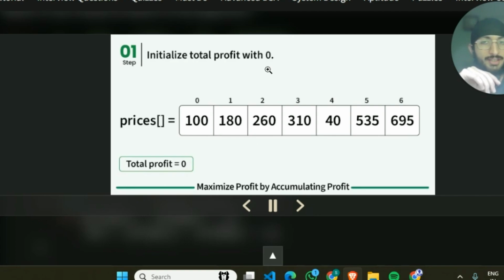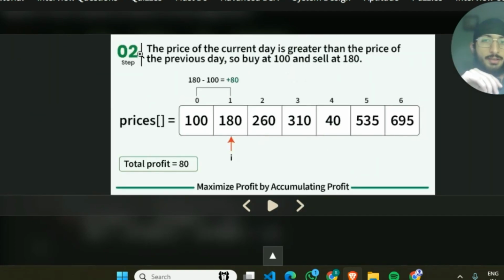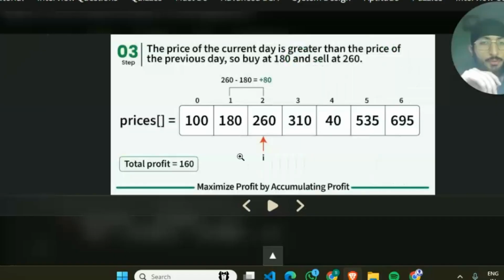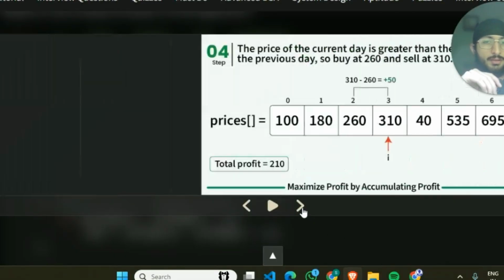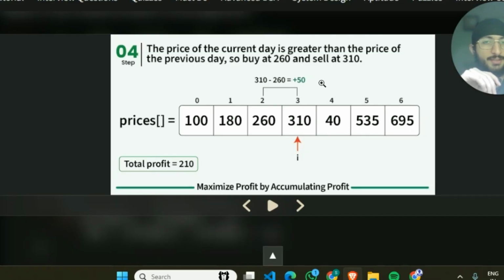We initialize the total profit with 0. Then the price of the current day is greater than the price of the previous day. So buy at 100 and sell at 180. So we get 80 as a profit. Then moving on, 260 minus 180 is 80. We add another 80, right? Then moving on, 300 minus 260 is 50. So we add 50 to the profit that we had. So total profit becomes 210.